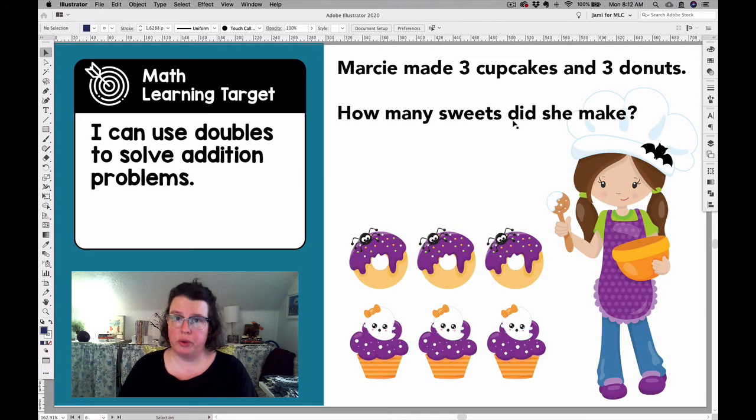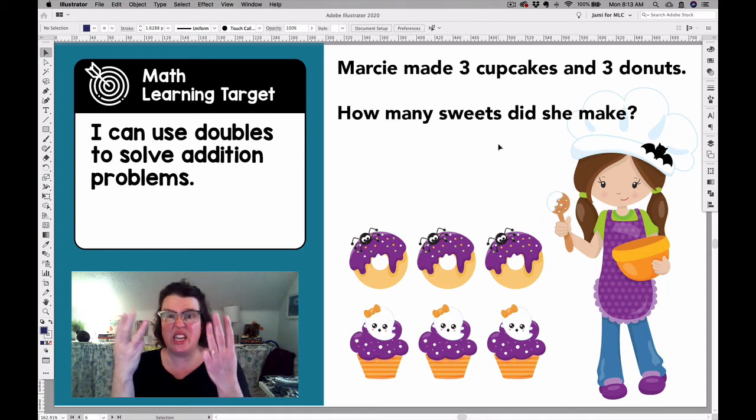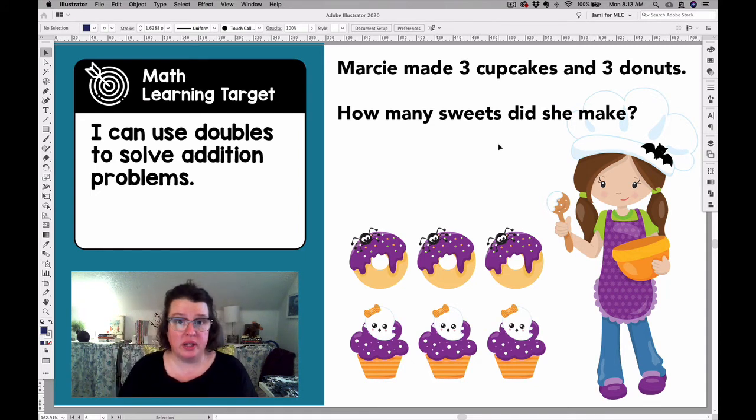Let's take a look at another problem. This is a Halloween problem. How exciting. Marcy made 3 cupcakes and 3 donuts. How many sweets did she make? This is another doubles problem. 3 plus 3, they're the same. Can you pause the video and solve this problem? Write an addition equation to match this problem. And when you come back, I'll show you what it looks like.